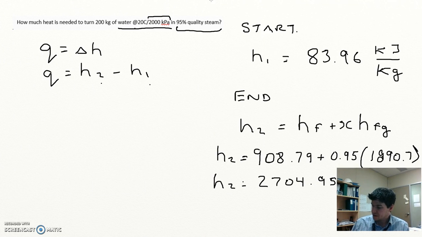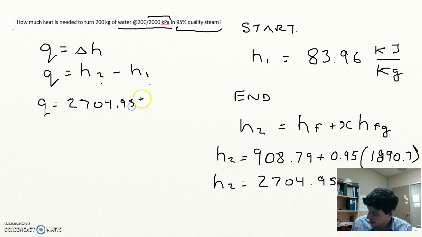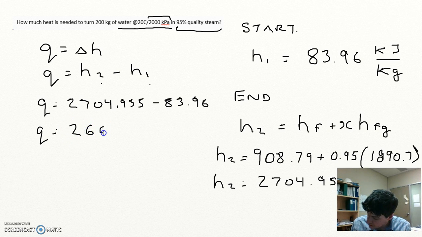So if I come back to my first equation, Q, the amount of heat that was absorbed, is going to be the difference in the energies. So 2704.955 minus 83.96. And what my Q ends up telling me is that the amount of heat that was absorbed is 2620.995 kilojoules per kilogram.